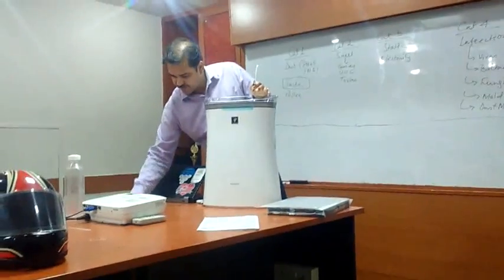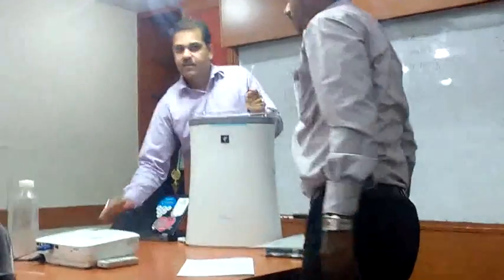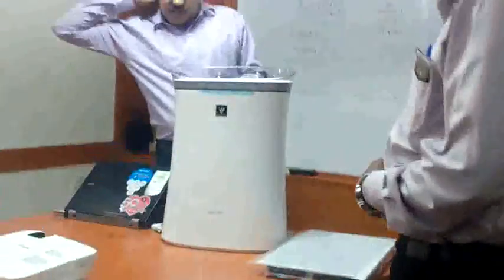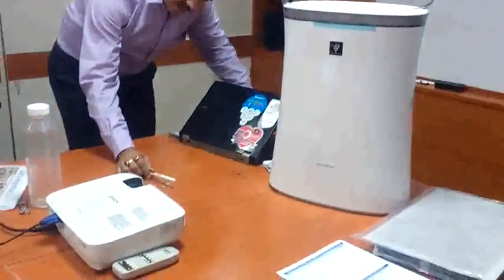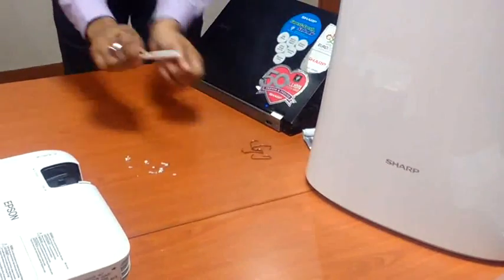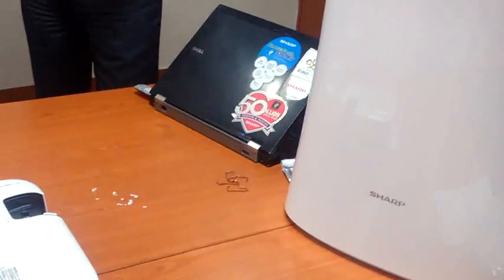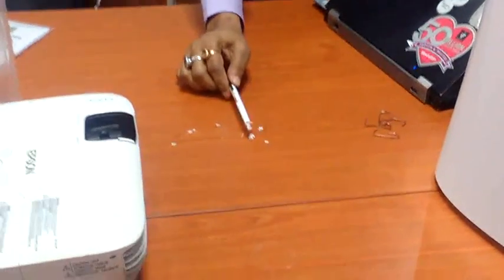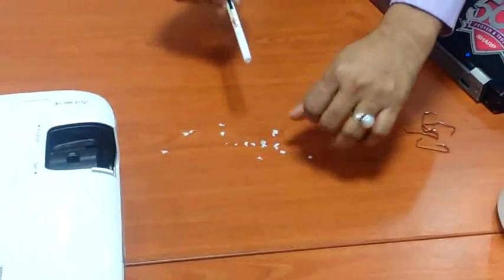So let us say, can you come here, boy? We have created some small particles here. Now we are generating static electricity. Now you see they will get attracted. They are getting attracted? Yes. Got it? So wherever there is static electricity, all the particles get attracted naturally. So you see, they are getting attracted, right?